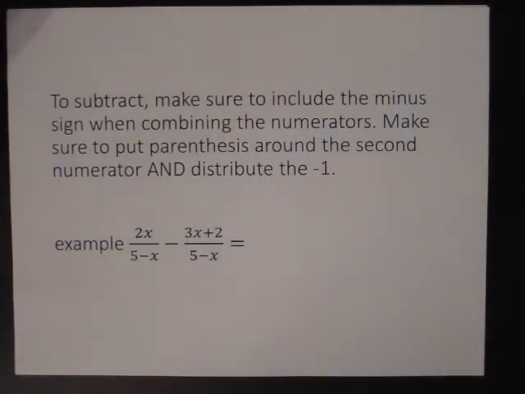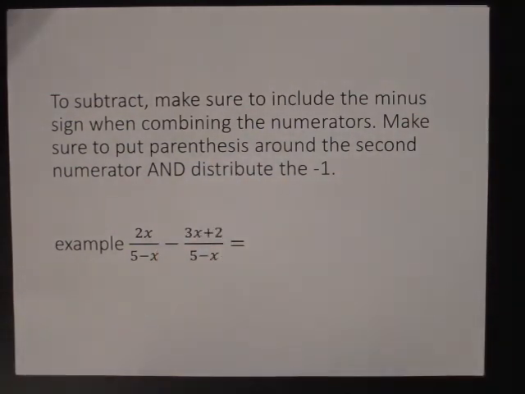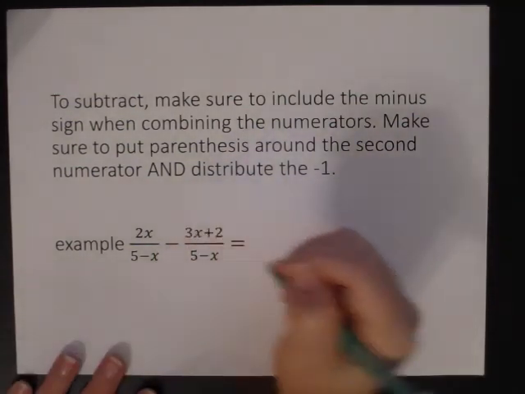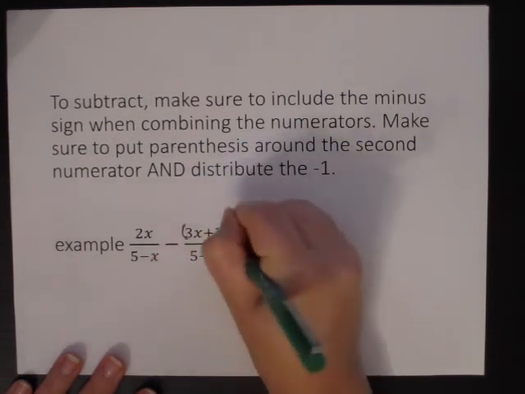Alright, so now that we've worked with addition, now we have to work with subtraction. So to subtract, make sure to include the minus sign when combining the numerators. Make sure to put parentheses around the second numerator and distribute the negative 1. So whenever I see a subtraction problem, the first thing that I do, I haven't even read my problem, is I'm going to put parentheses around my second numerator.